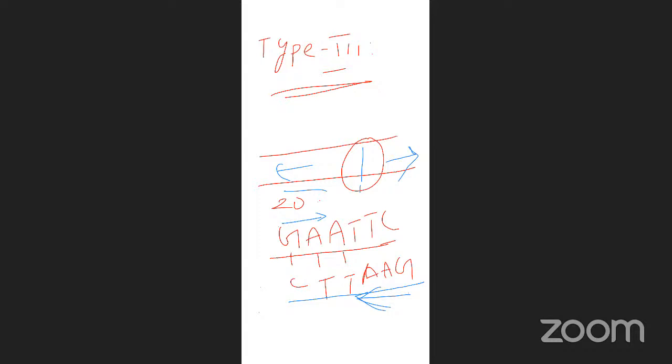Remember one thing: almost all restriction enzymes recognize palindromic sequences, and cleavage takes place only where palindromic sequences are present. But the third type cleaves at both palindromic and non-palindromic sequences. I will tell you later how the non-palindromic cleavage and the palindromic cleavage take place.